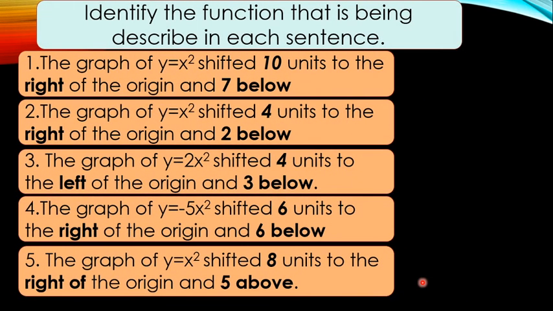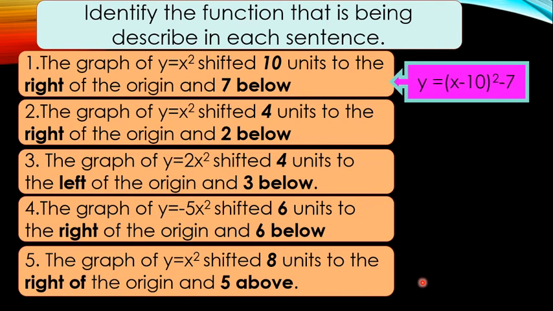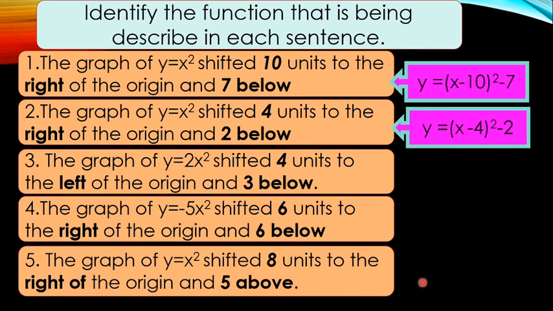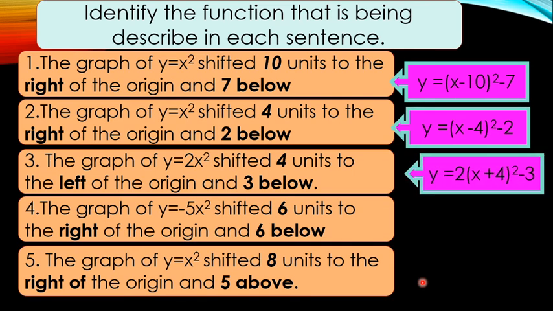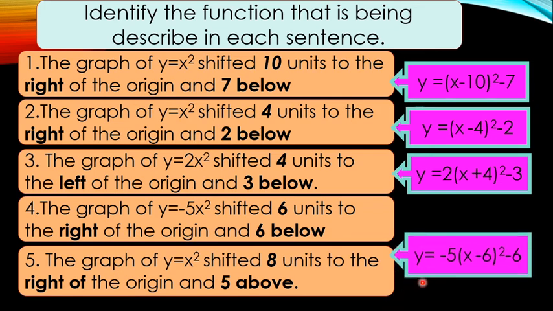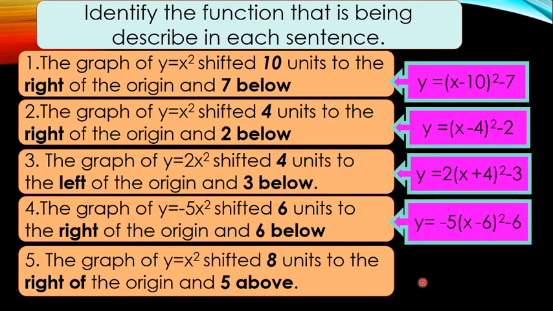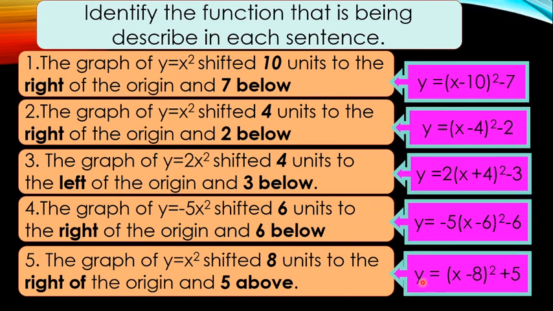Now, can you identify the function that is being described in each sentence? So, number 1, 2, 3, 4, and 5. Can you write down your answer? Okay, number 1, we have (x − 10)² − 7, (x − 4)² − 2, 2 times (x + 4)² − 3, negative 5 times (x − 6)² − 6, and (x − 8)² + 5.